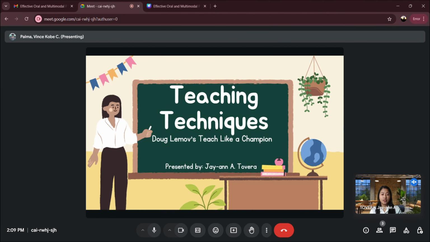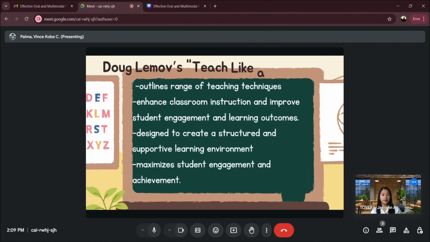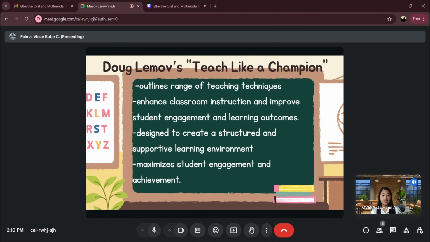Last session, we discussed wait time. Now we will also discuss another teaching technique, which is number 62. Just like what I discussed last session, it is from the range of teaching techniques. It has 62 factors, right? So now we will tackle the 62nd factor. It enhances our classroom instruction and improves student engagement and learning outcomes. Basically, these teaching techniques are designed to create a structured and supportive learning environment. Did you understand, class? Are we clear with this?